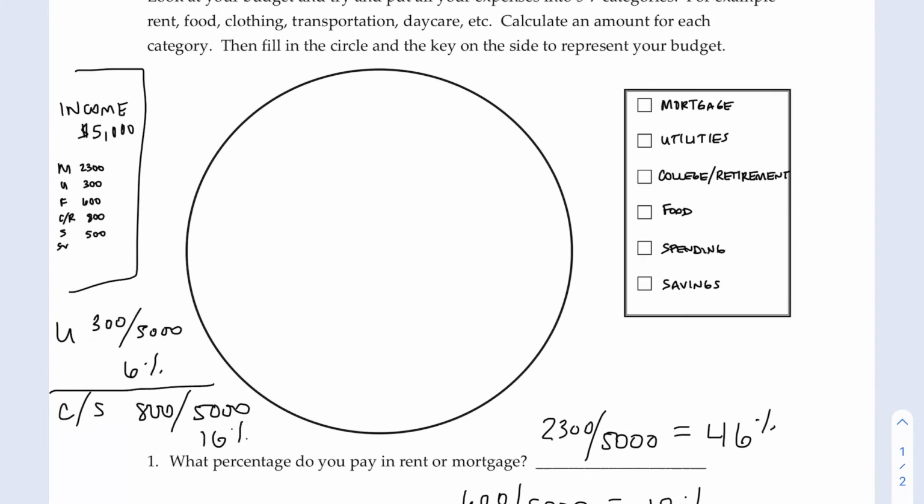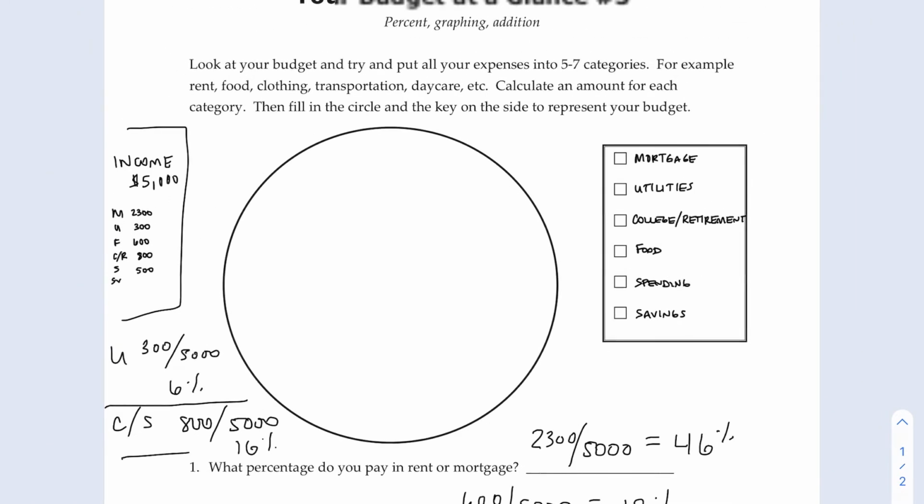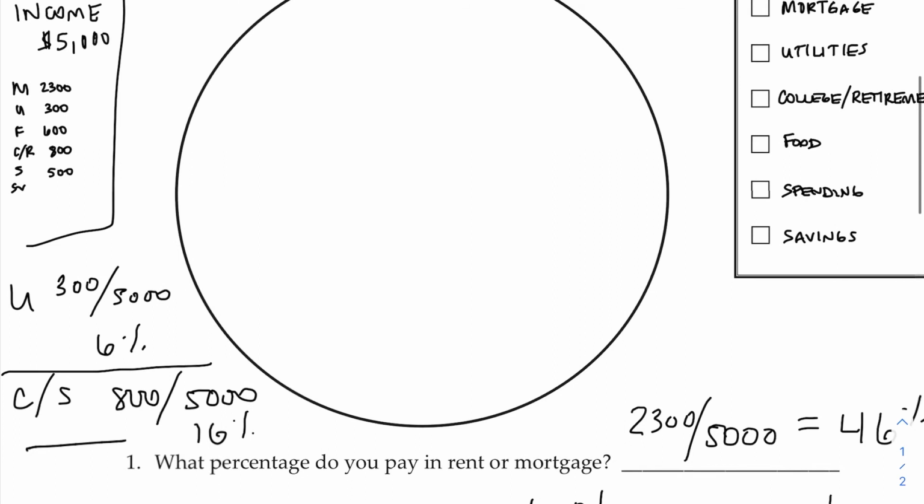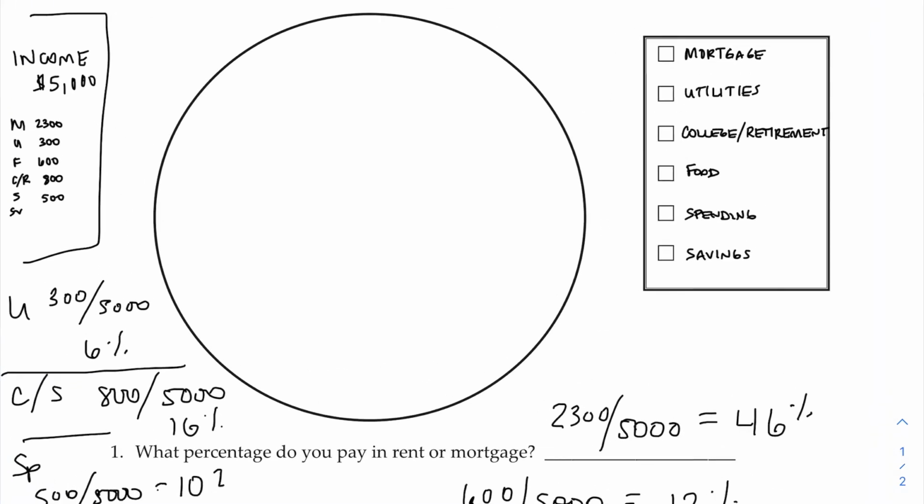And spending is about $500. Okay, is what we spend a month, and that's like eating out, buying household supplies, different things like that. So 500 divided by 5,000, and that would be 10% of my budget. All right, so I'm going to do my best here to try to represent this in a graph like I did before on the last video.